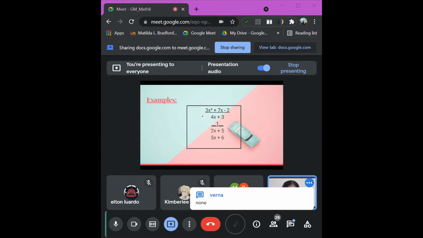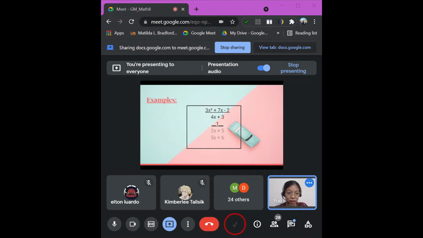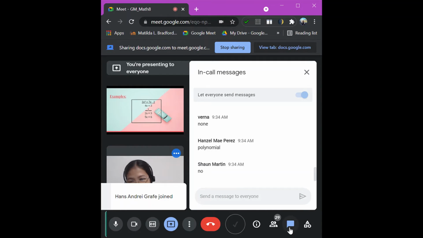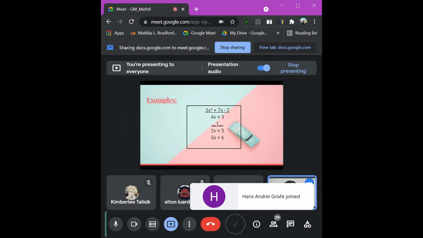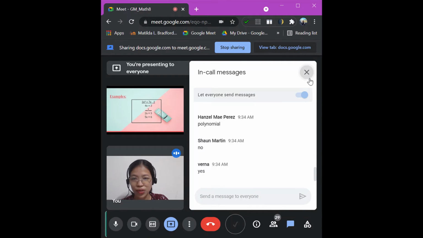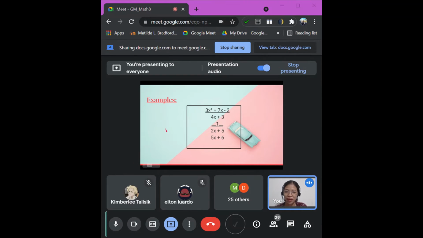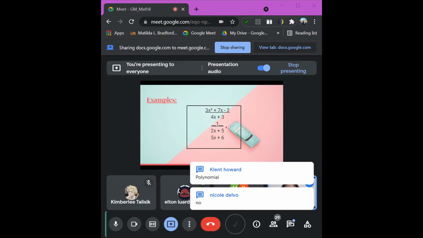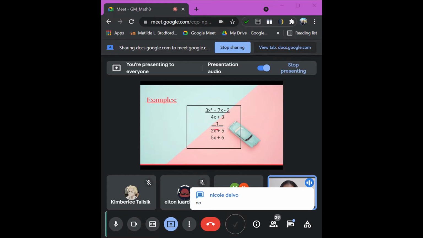How about this one? Oops, never mind the 5x plus 6. We are just here at 1 over 2x plus 5. Is it a polynomial? Both the numerator and the denominator. Okay. Some answered no. Some answered yes. Actually, this is a polynomial class. 1 over 2x plus 5.